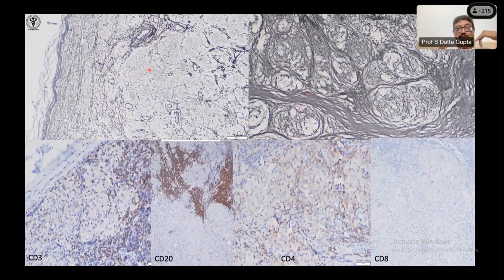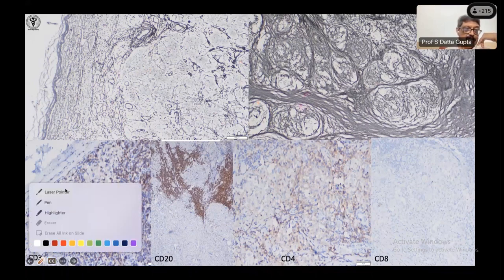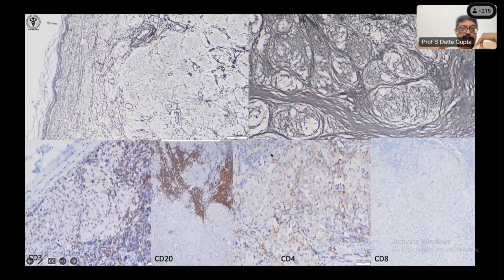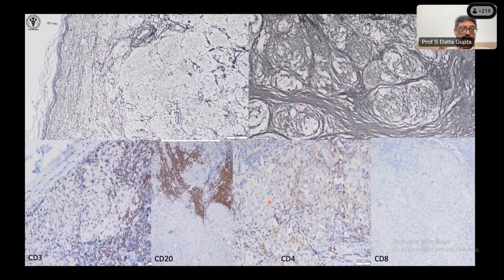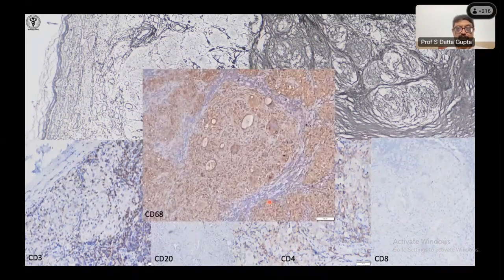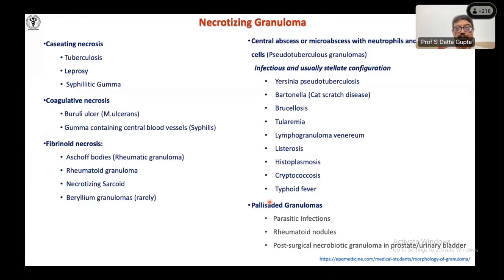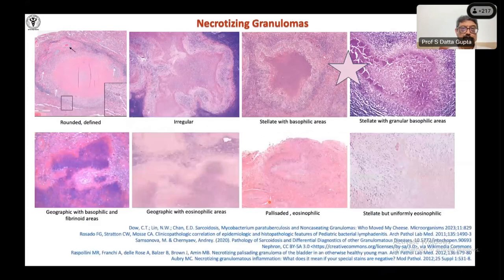Now, this is a reticulin stain. In sarcoidosis, usually it is reticulin rich, whereas in tuberculosis, because of necrosis and destruction, it is reticulin poor. In sarcoidosis, it is usually reticulin rich because there is fibrosis. All this immunostaining doesn't help. You can get CD4, CD8 and so on. This is to show you all our macrophages. So necrotizing granulomas, you have different types. I told you once again, remember there are two main etiologies.